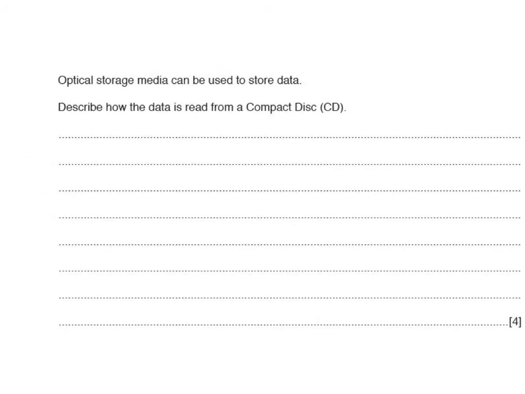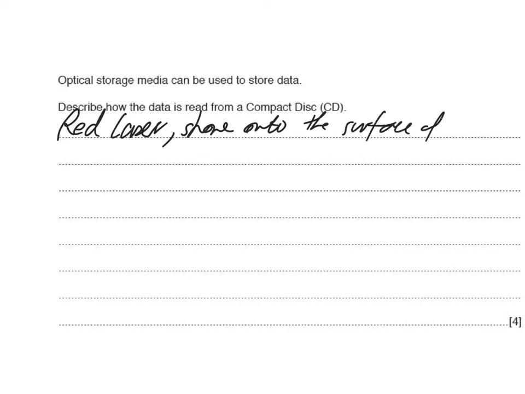Describe how data is read from a CD. So let's start off with the basics. We know that it uses a red laser, and that's shone onto the surface of the disc. We know that the disc is rotated, and it speeds up and slows down depending, because it needs to be a constant rate. So disc's rotated, disc spinning, something like that.